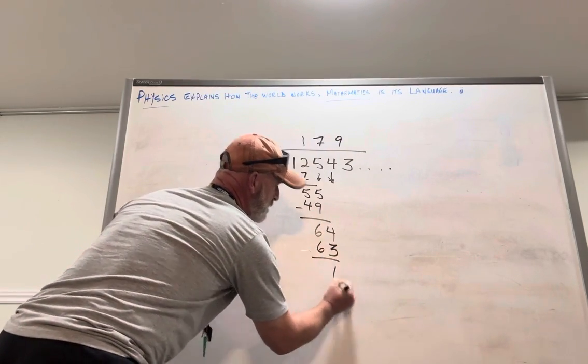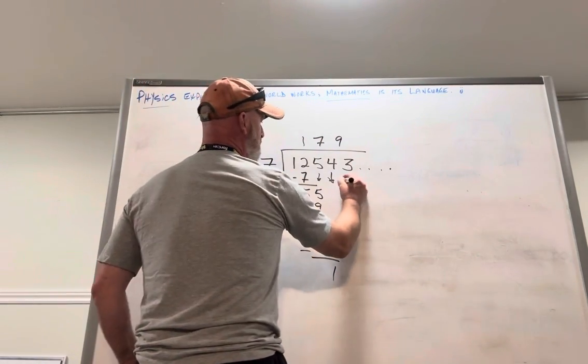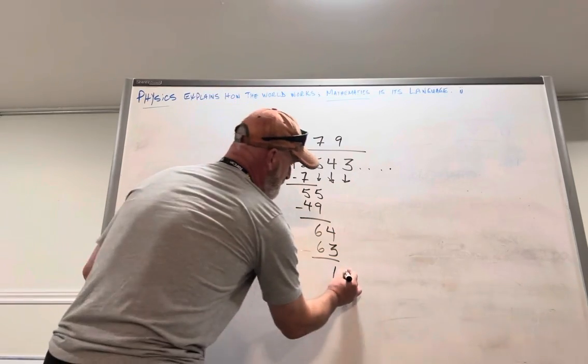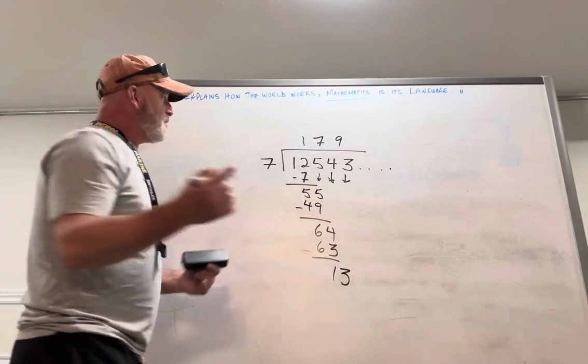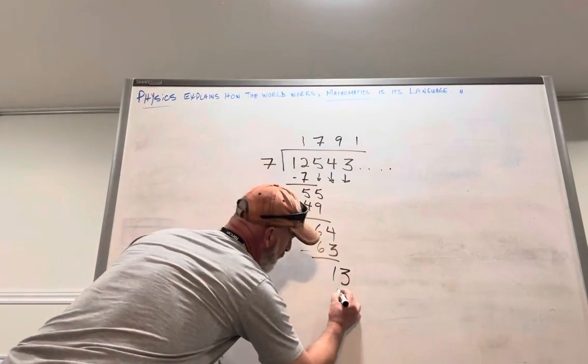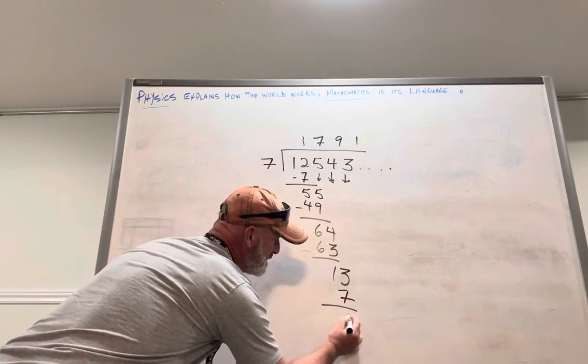63. What happens when we subtract? We get a 1. What do we do with the next number? I know. Bring it down. 13. 7 will go into 13. Exactly. Well, one time. It would go in one time, right? And then we subtract and you get 6.